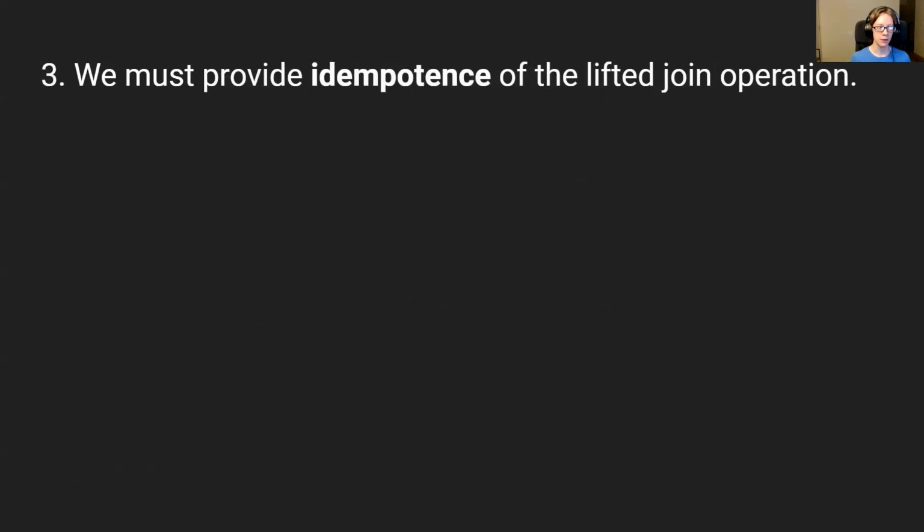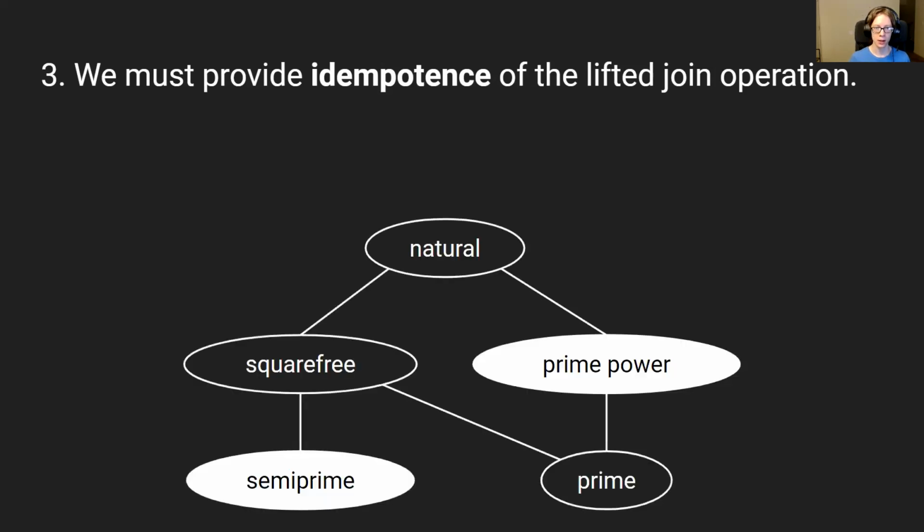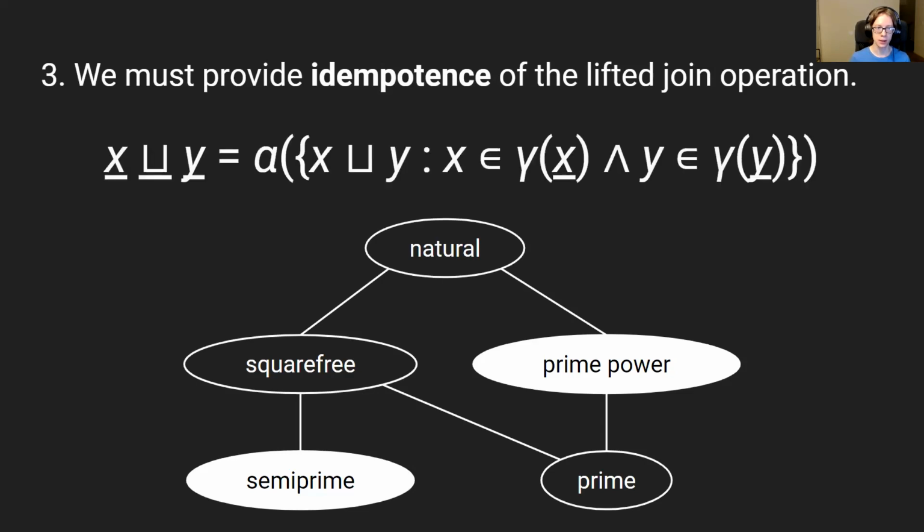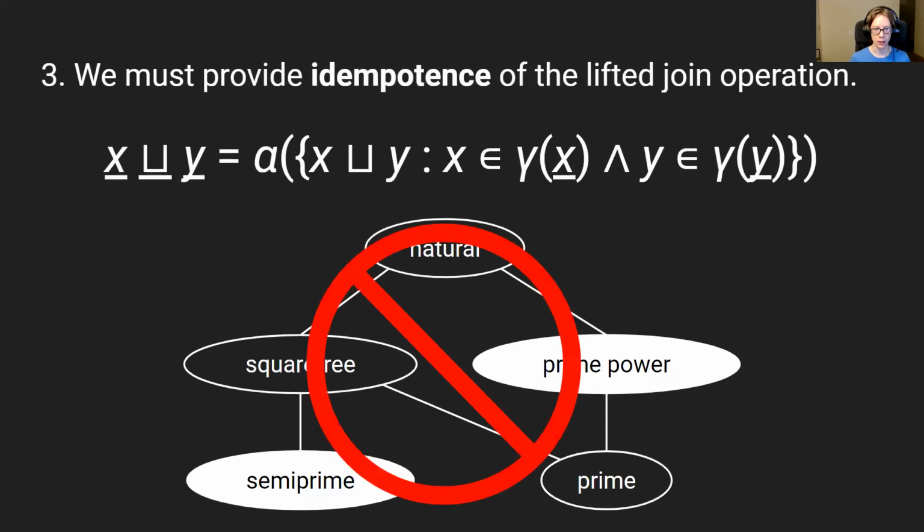Basically, the idea of this, again, is that we are lifting the set of abstract values into a new semi-lattice. We need to provide a join operation on that new semi-lattice. And so it turns out that, for instance, you can't choose a set like this, because as we define our lifted join operation, this turns out to be not idempotent. So we can't choose the subset containing just the abstract values semi-prime and prime power. And this is laid out again in the paper if you want to see why that is.